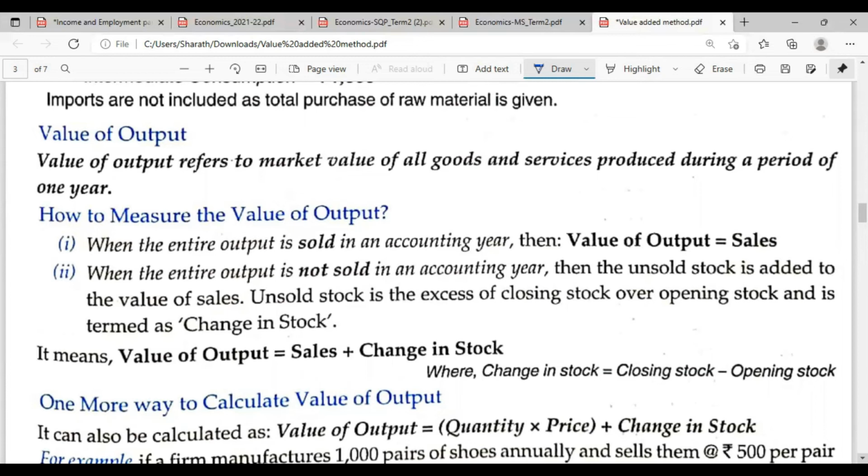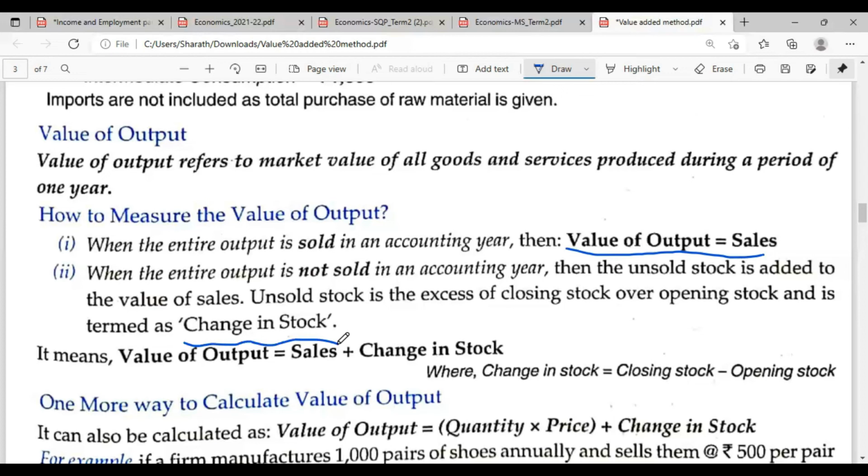Now you could see what all could be considered as value of output. If everything that has been produced has been sold out, in that case we can say that value of output is equal to sales. There is nothing left out, everything has been sold out. In that scenario we consider value of output equal to sales. In some situations, some finished goods are left out. We call that change in stock. What is the formula to calculate change in stock? Closing stock minus opening stock. When you apply this, you get delta stock, that is, change in stock.